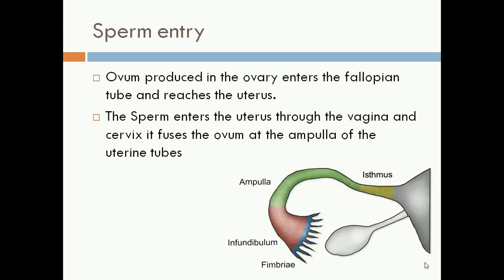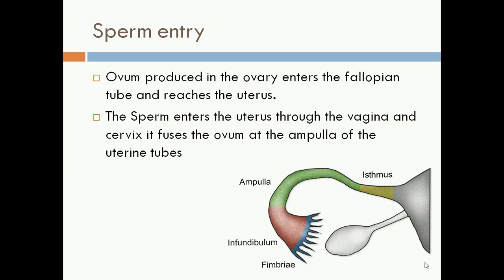So now, how does the sperm enter the female system? The ovum that is produced in the ovary enters the fallopian tube and reaches the uterus. The sperm enters the uterus through the vagina and cervix. Then it fuses with the ovum at the uterine tube.